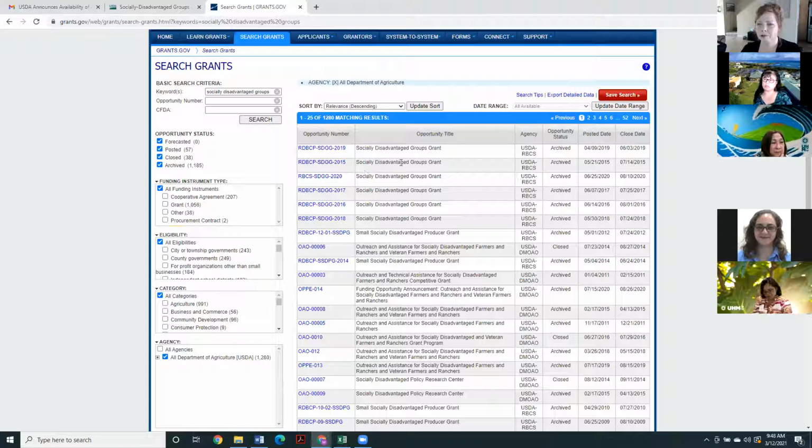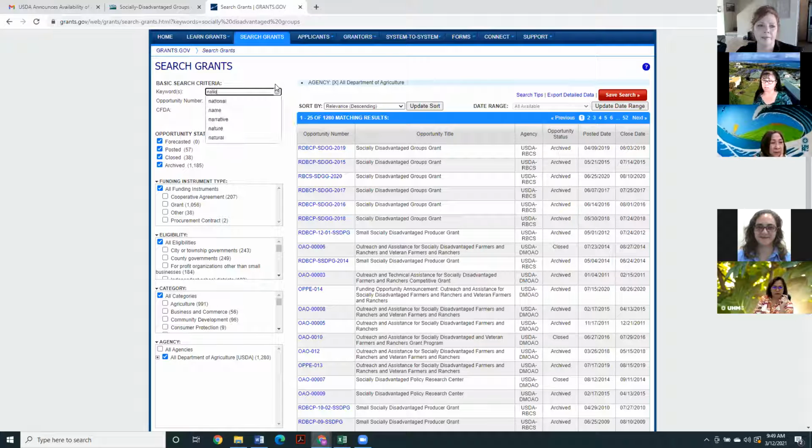So for the socially disadvantaged groups grants, I can tell this came out in fall 2020. It came out in summer 2019. Came out in summer 2018, summer 2017, fall 2016, and summer 2015. So I know that this looks very consistent. Every year it comes out, summer or fall. Sometimes people have their eyes on a grant that doesn't come out every year, and they don't know that. So that's why it's a good thing to look at.